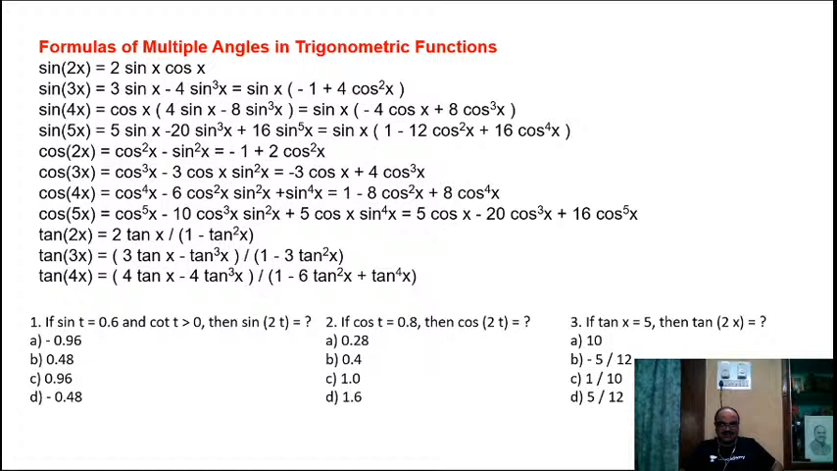Yes? Cos theta is sine of 90 minus theta. Very nice. If this strikes to your mind, you are done with it. So the real answer here is 0.96. 2 sine x into cos x. Excellent. Second question.